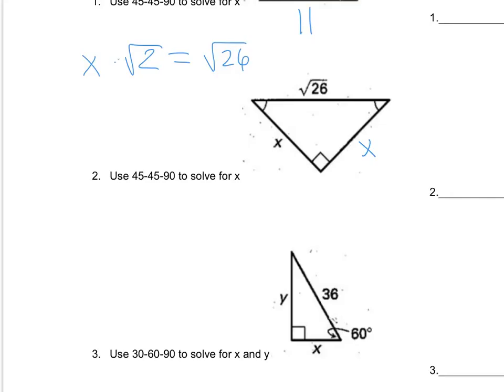So again, they're multiplying here. You've got to get x by itself. So think about it. If you're multiplying by radical 2 over here, we need to move it over. What operation do we do to move the radical 2 over? You solve for x.